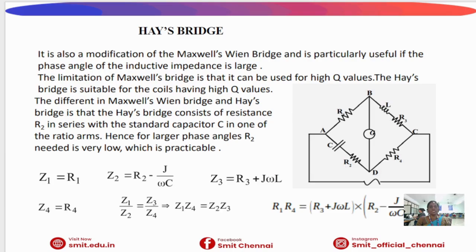Substituting the previous result and simplifying gives the final expression for inductance: L equals C into R1 R4 by (1 plus omega square C square R2 square), and R3 equals omega square C square R1 R2 R4 by (1 plus omega square C square R2 square). Hence, by adjusting bridge components until balance is achieved, both the inductance and resistance of a high Q coil can be accurately determined using Hay's bridge.